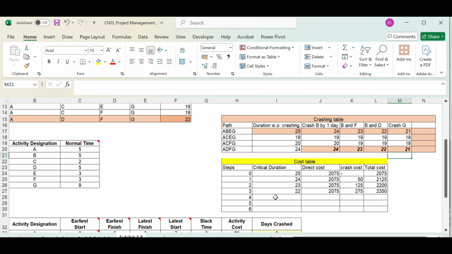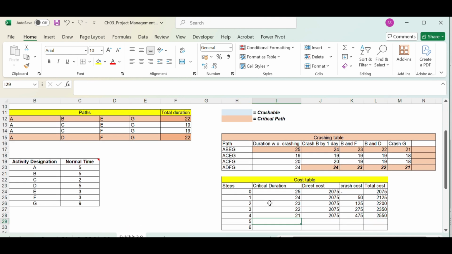Now let's calculate the cost. Here the critical path duration for this iteration is 21 and the direct cost is 2075 and the crashing cost is 475, because it's 275 plus 200, 475. Now the total is this one plus this one, 2550. Now in this project there is not a word given about opportunity cost and indirect cost. Therefore the total cost is not reducing. It is only increasing from 2075. It is increasing to 2550.